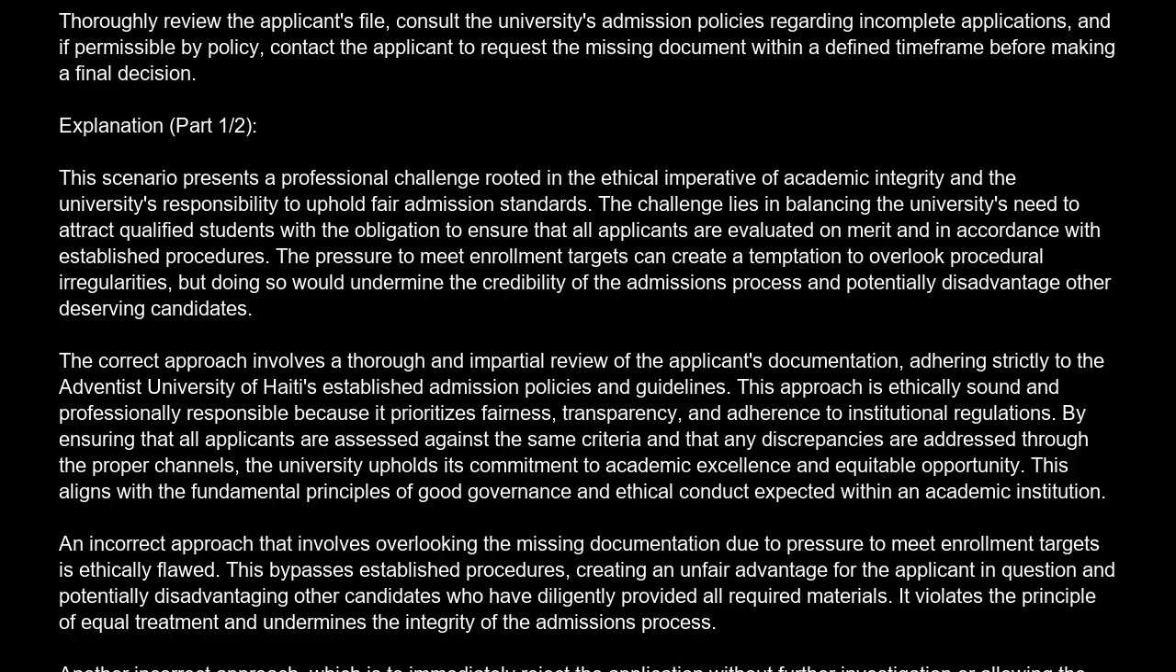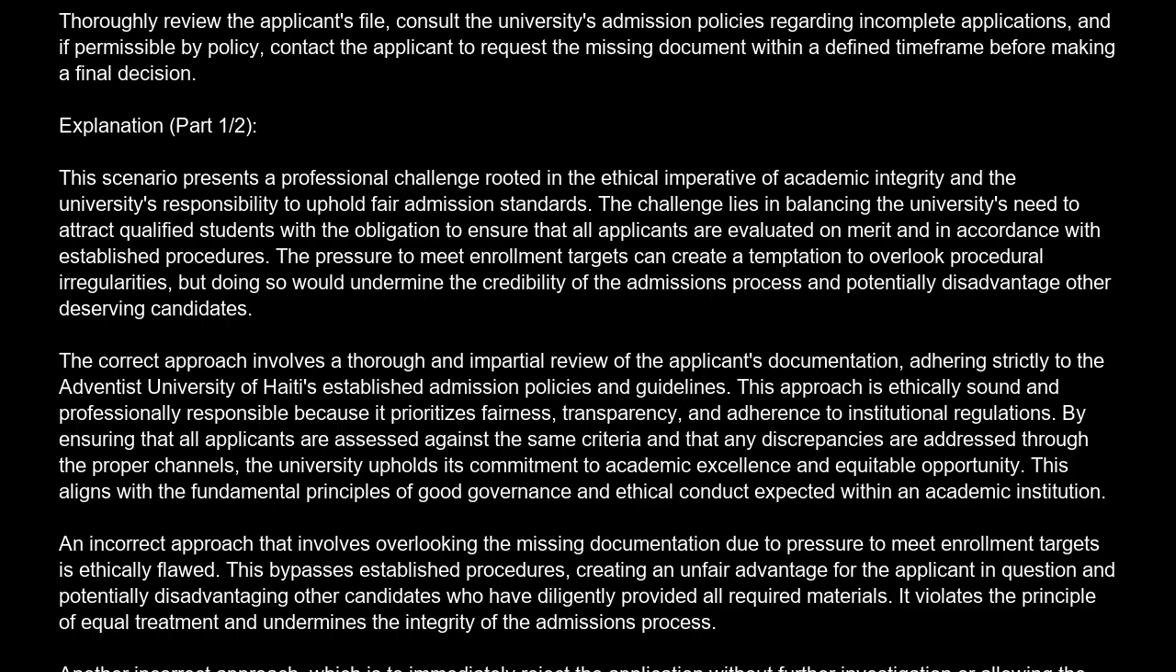An incorrect approach that involves overlooking the missing documentation due to pressure to meet enrollment targets is ethically flawed. This bypasses established procedures, creating an unfair advantage for the applicant in question and potentially disadvantaging other candidates who have diligently provided all required materials. It violates the principle of equal treatment and undermines the integrity of the admissions process.